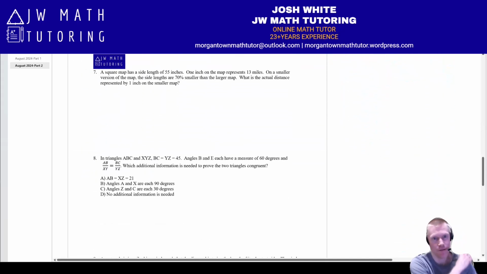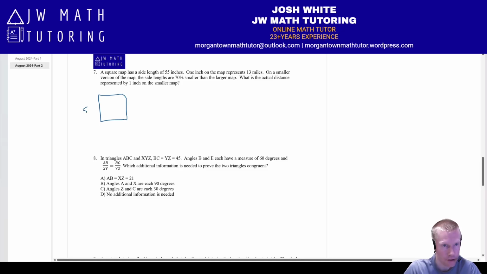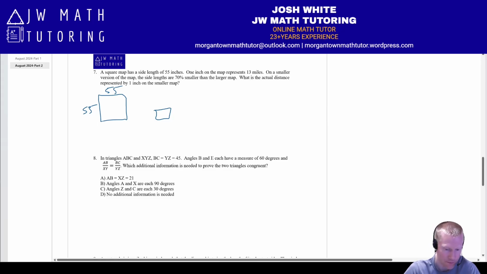Next up, we have question number 7. Here we have one that dealt with basically proportions and area. So we have a square map. Each side of this map is 55 inches. All right, 1 inch on this map represents 13 miles. Now, there's a smaller version of the map, and the side lengths are 70% smaller. So if we just start with 55, we take 0.7 times 55, we subtract that from 55, we get 16.5 inches. So the smaller map is 16.5 times 16.5.